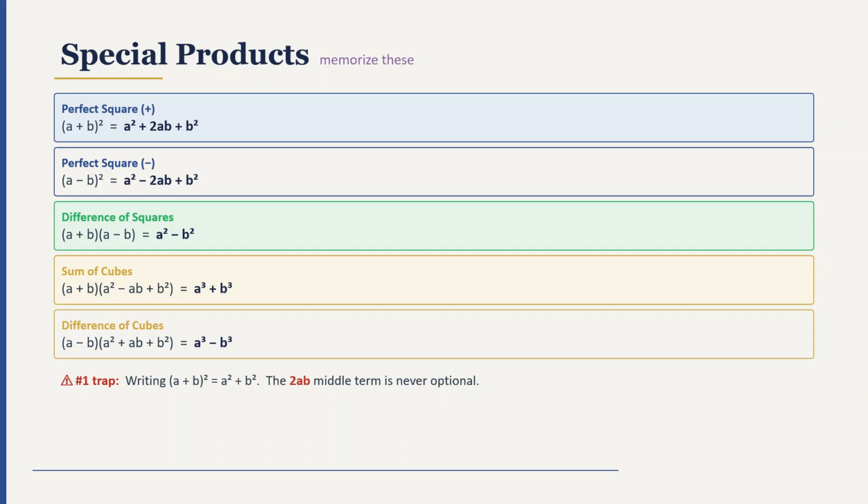Third, the difference of squares. The quantity a plus b times a minus b equals a squared minus b squared. The cross terms cancel. Fourth, the sum of cubes. A cubed plus b cubed factors as the quantity a plus b times the quantity a squared minus ab plus b squared. Fifth, the difference of cubes. A cubed minus b cubed factors as the quantity a minus b times the quantity a squared plus ab plus b squared. Notice the sign pattern flips in the trinomial factor.